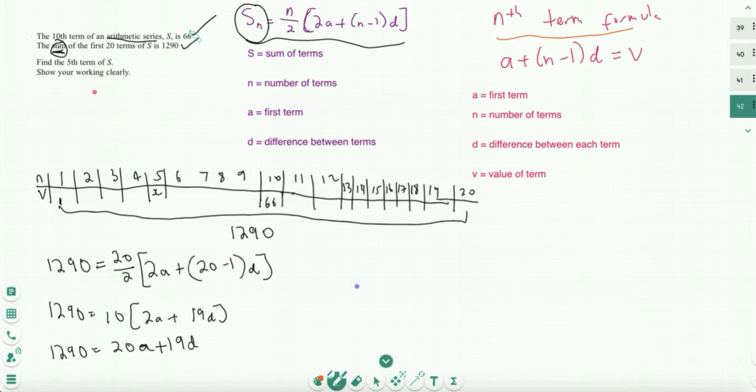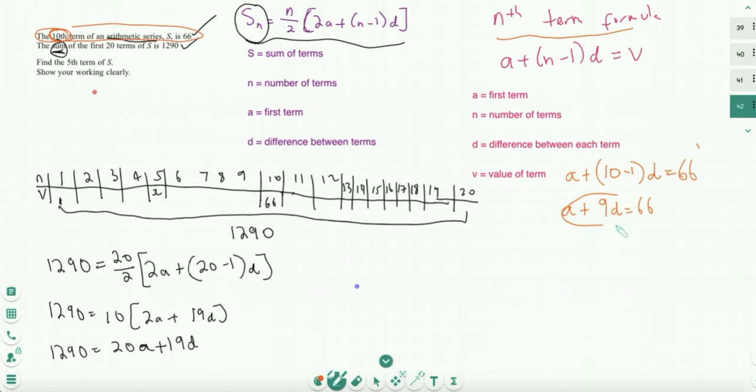So we know the 10th term is 66, so we can plug this information into this formula. a is the first term. Well, we don't know what the first term is, so a stays like a, plus n. Well, we know this is the 10th term, so the 10th term minus 1. The difference between each term we don't know, so we'll label it as d. And we know the 10th term gives us a value of 66. Cool. So we've created this. Let's expand this bracket and simplify this. So a plus 10 minus 1 is 9d equals 66.